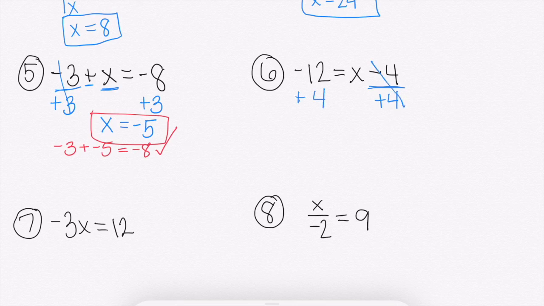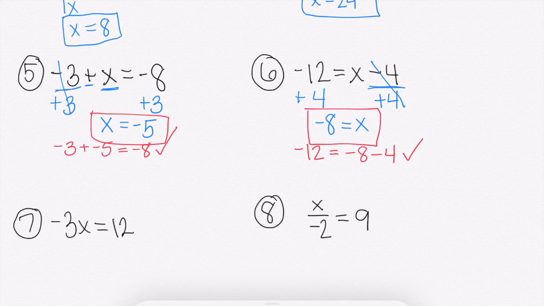Those would cancel so that we're left with x, and negative 12 plus 4 would get us negative 8. We can go ahead and check that. Negative 12 equals, and we said x is negative 8, so negative 8 minus 4 does get us negative 12. That's a true statement, so we know our answer is correct.